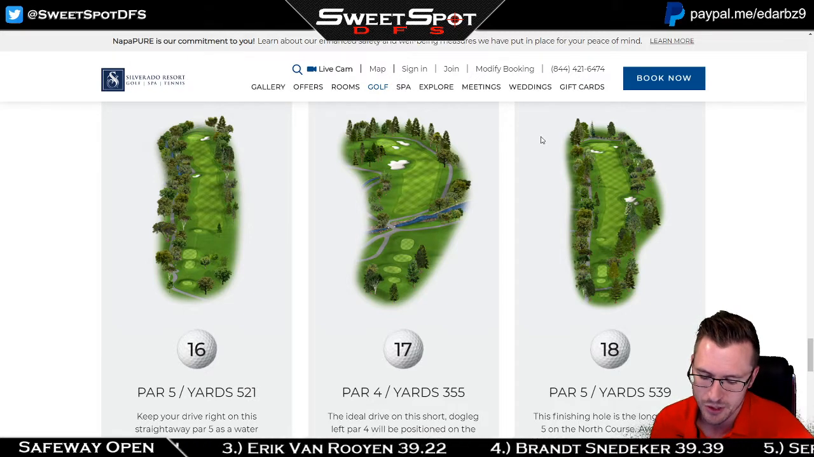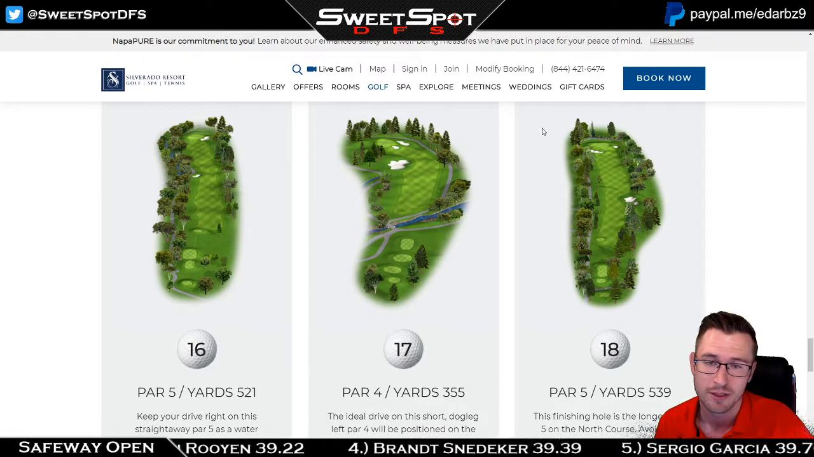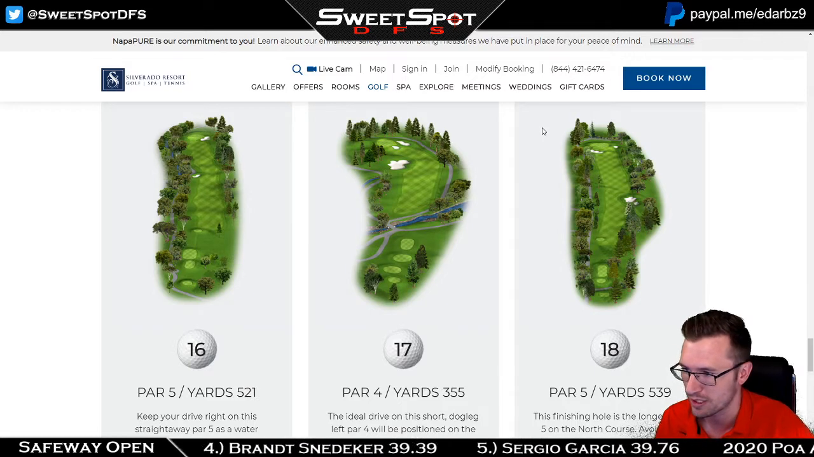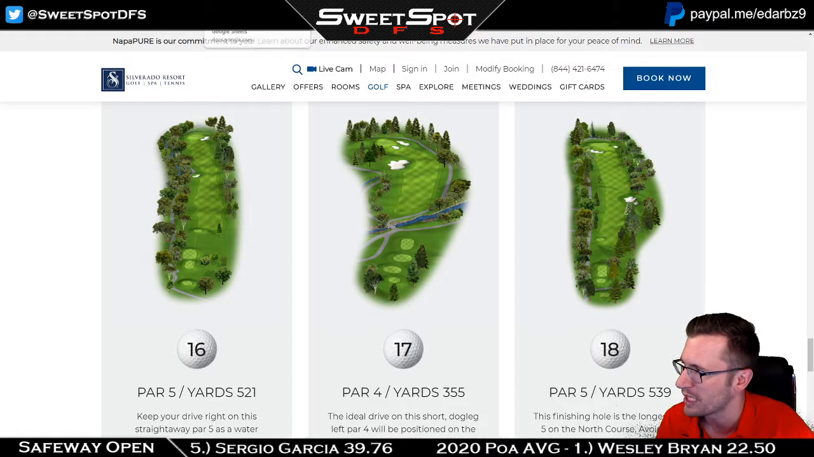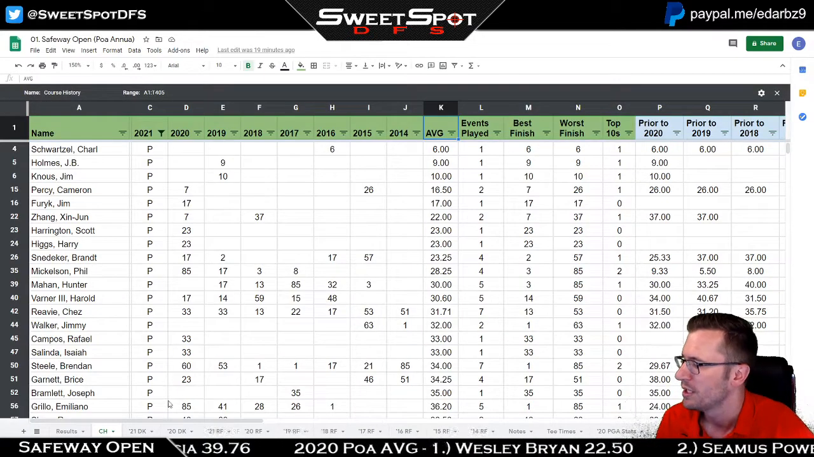Just based off of numbers, you would want to hit more fades than draws. Just because you'd have more into the greens hitting fades. But again, I'm not going to spend any more time on that. I don't think it matters that much.